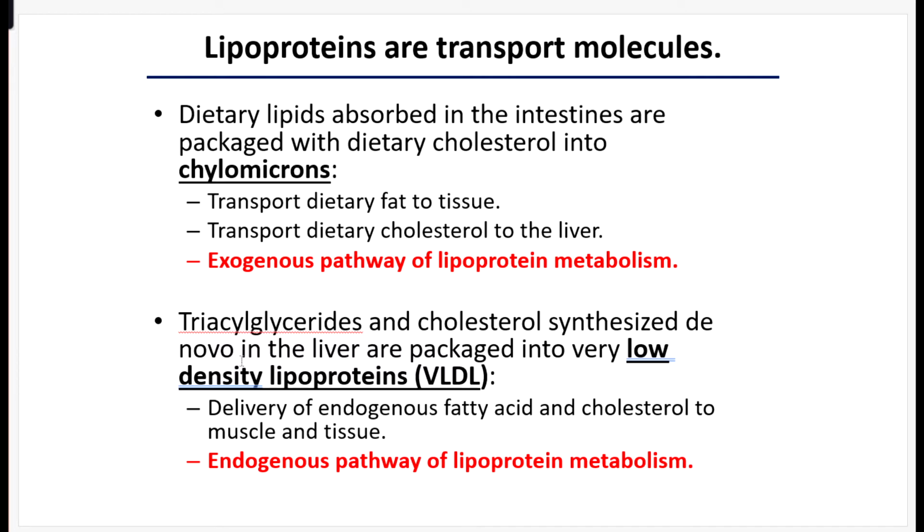The liver can actually produce fatty acids using excess carbohydrates and cholesterol. Excess carbohydrates are turned into triacylglycerols and then mixed with cholesterol to form this type of lipoprotein called VLDL, or very low density lipoprotein. This helps to deliver endogenous fatty acids and cholesterol to muscles and tissues that can use it. So the liver is once again involved in a very important metabolic process, allowing the transport of endogenous fatty acids that are produced by the liver.